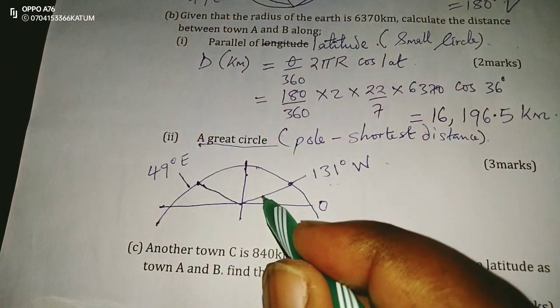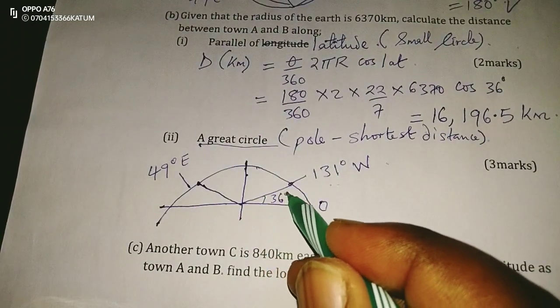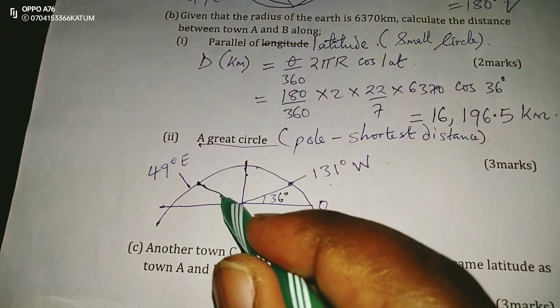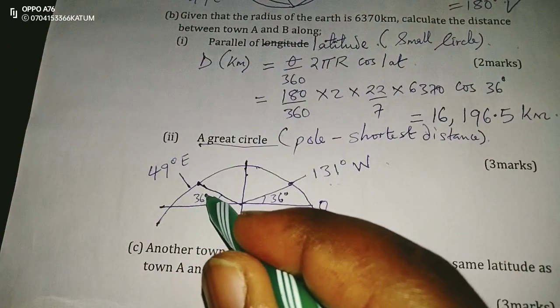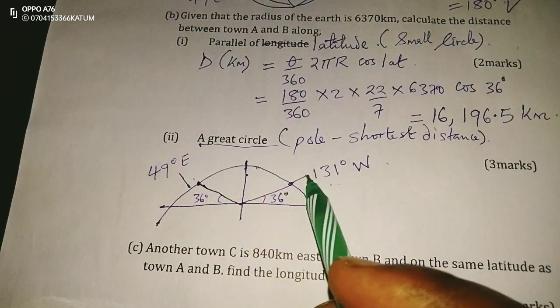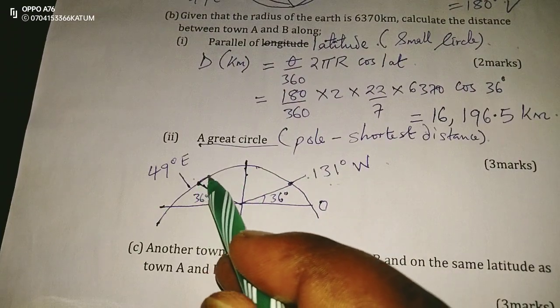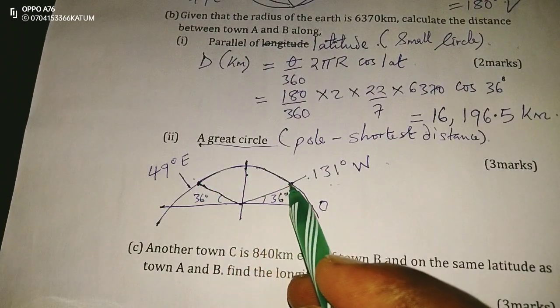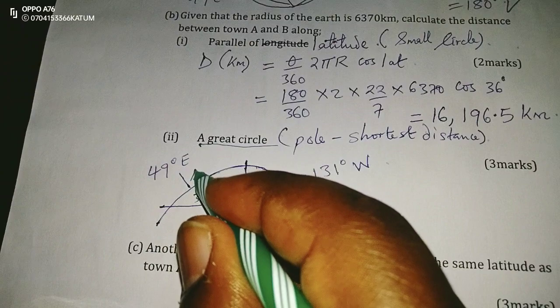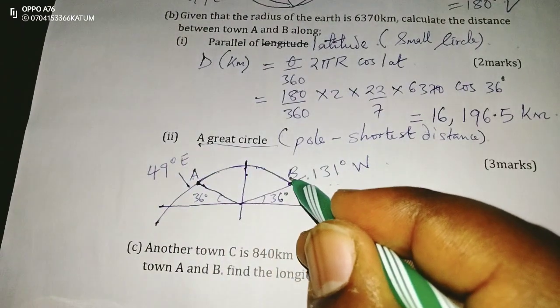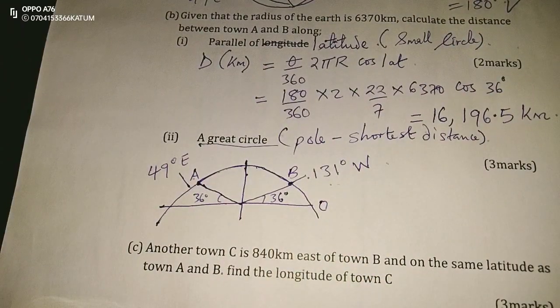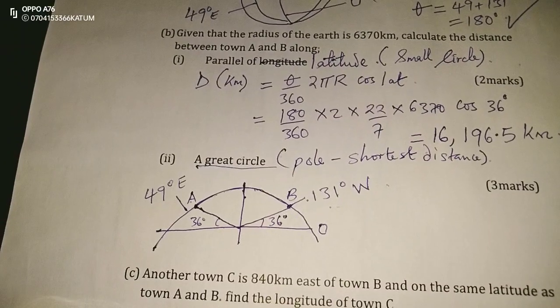So from 0, 36 degrees to the north, and from 0, 36 degrees to the north. This is where A is, this is where B is. So this is the arc length we want. That is the arc length we want from A to B. That is the arc length we want to get the distance for.